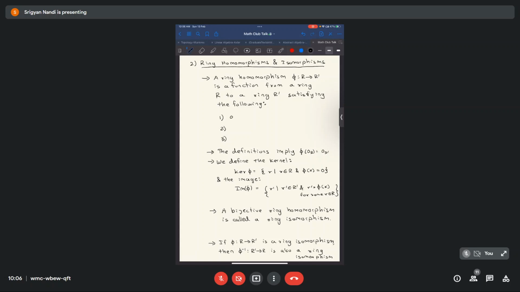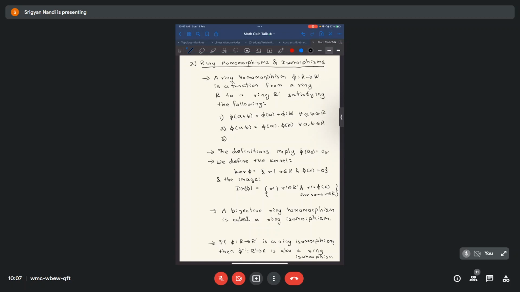The first is that the homomorphism respects addition. That is, phi of a plus b equals phi of a plus phi of b for all a, b in R. And the second one, naturally, is that it has to respect multiplication. That is, phi of ab is equal to phi of a times phi of b for all a, b in R.